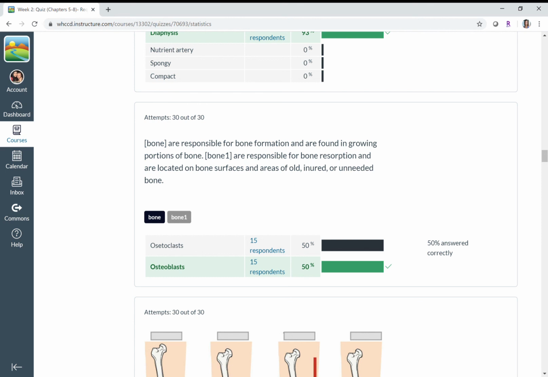Okay, so since we're on the topic, I might as well discuss it. Blank, we're talking about either osteoclasts or osteoblasts. Some things are responsible for bone formation and are found in growing portions of bone, while the other one, the opposite of it, are responsible for bone resorption and are located in bone surfaces of areas of old bone, injured or unneeded bone. And so one thing that I always got confused on was osteoblast, osteoclast, and that's why I included it here. And in my PowerPoint, I kind of went over how I remember which one's which.